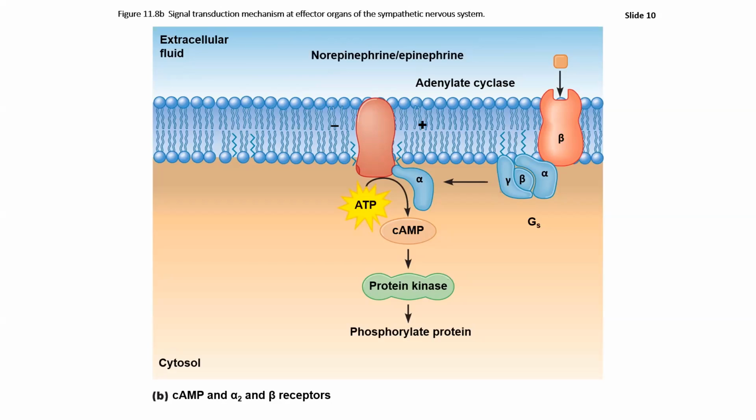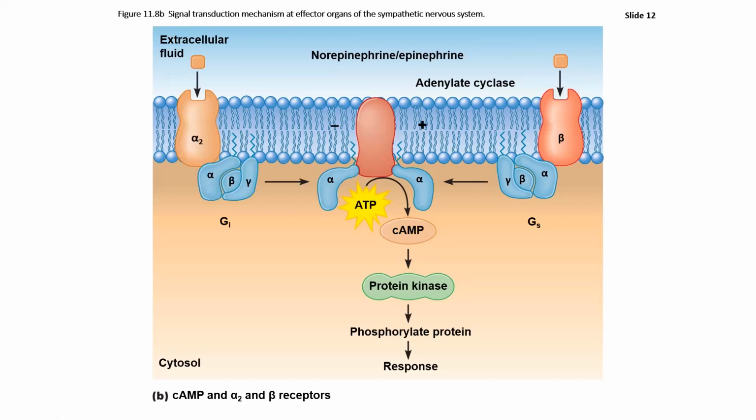So it's really important for us to differentiate that although these two receptors are using different G stimulatory or inhibitory proteins, they're going to be facilitating the same second messenger. So both of them are using cyclic AMP as the second messenger.